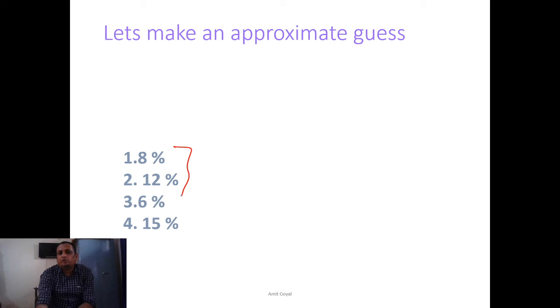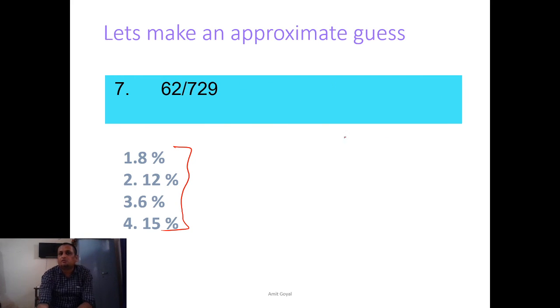Options are very near to 10%, slightly more or slightly less than 10%. Here is the question. Of course, the answer should be slightly less than 10%, because 10% is 72 and this value is 62, slightly less than 72. So the answer should be slightly less than 10%. Now which option is slightly less than 10%? Condition answer is option 1.